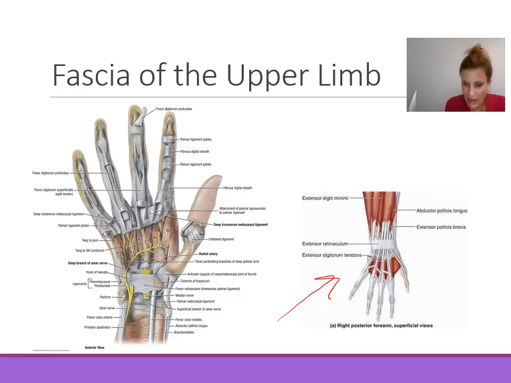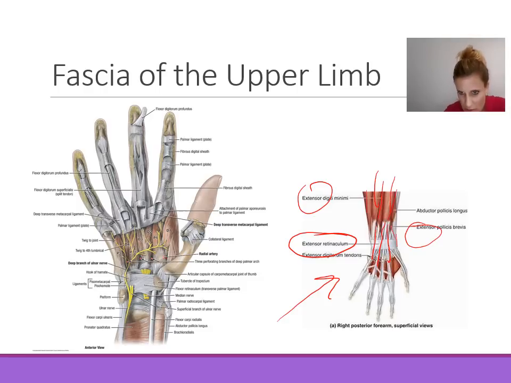On the backside or dorsal side of the hand, it thickens to form the extensor retinaculum. And all these muscles right on the back are the extensors. Their tendons come underneath the extensor retinaculum, and then you can see they extend down and attach to the digits. So the retinaculum stabilizes those tendons.